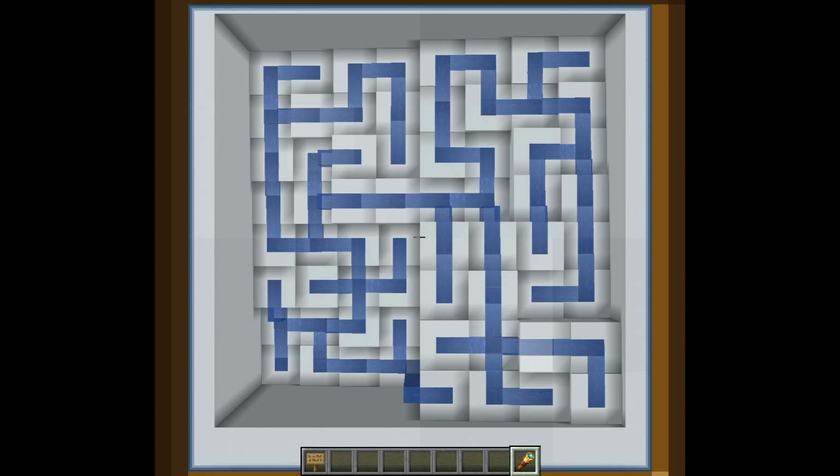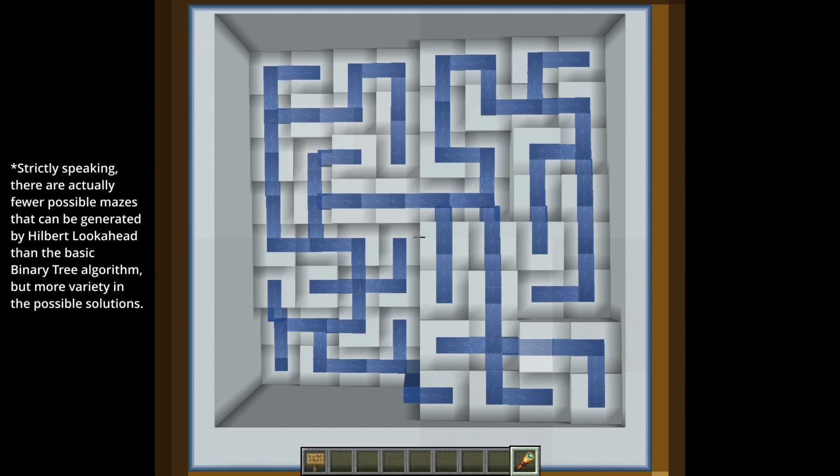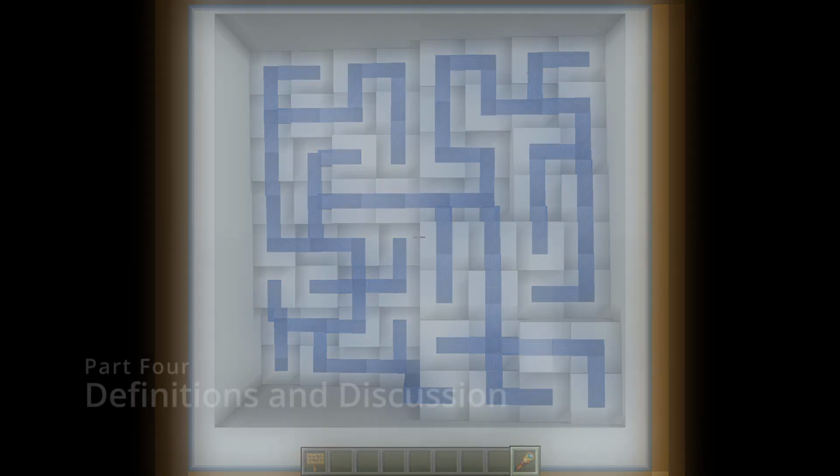Each cell still only needs to know about its direct neighbors, which ones are higher and lower, and each cell makes a single decision, but the maze we get out of it has many more possibilities for what it can look like.